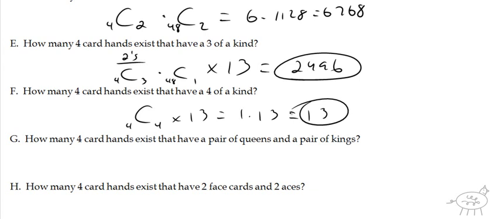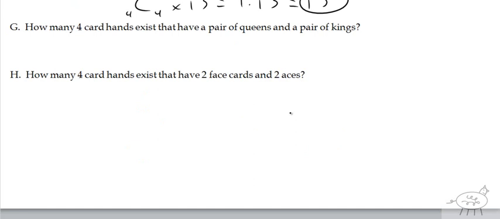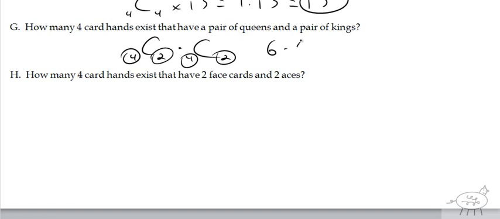Okay, letter G. How many 4-card hands exist that have a pair of queens and a pair of kings? All right, so it's a pair of queens. There are 4 to choose from, and I'm picking 2. And that's why it's multiplication, a pair of kings. So 4C2. There's nothing fancy about this. You don't multiply it by another number. It's a 4-card hand, so here are your 4 cards, and I'm picking 2 and 2: 2 that's a pair of queens and 2 that's a pair of kings. So 6 times 6 gives you 36.